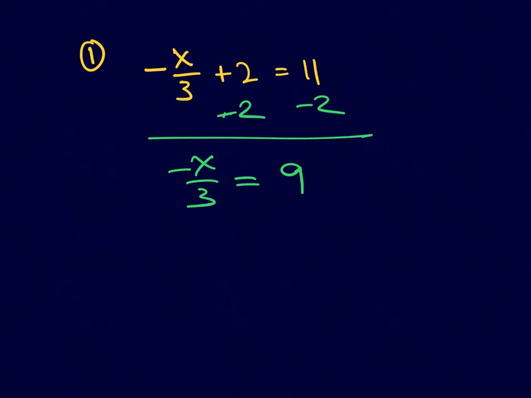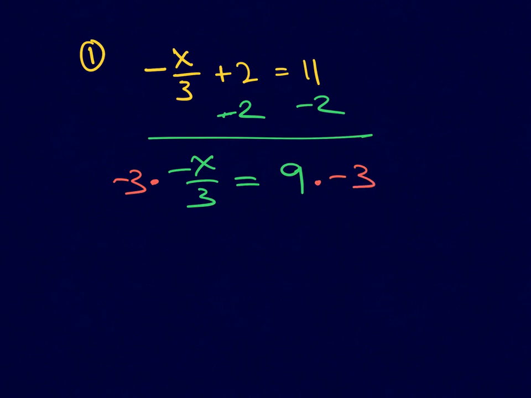Right? Now, I want to get the x all by itself, so now I have to undo dividing by negative 3. Because it's negative, I can undo dividing by negative 3 at the same time. So to do that, I'm going to multiply both sides by whatever's in that denominator. So I'm going to multiply both sides by negative 3.